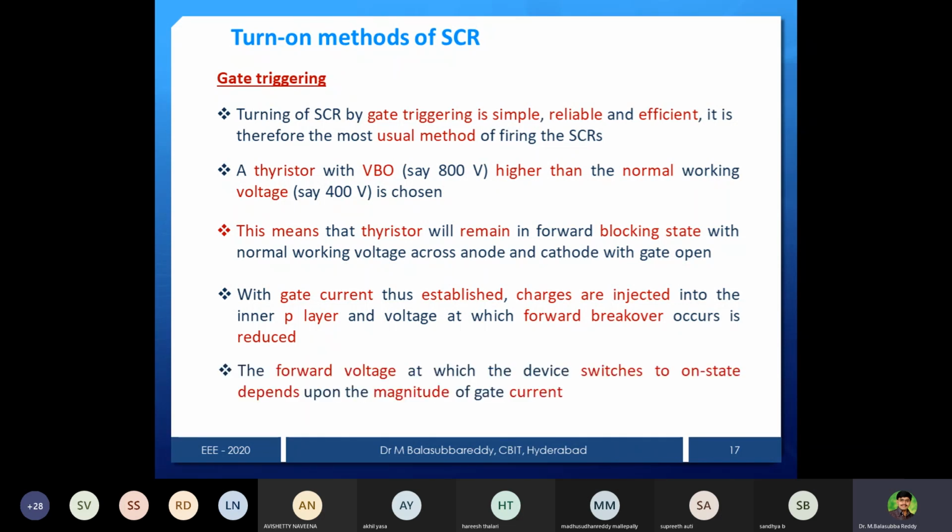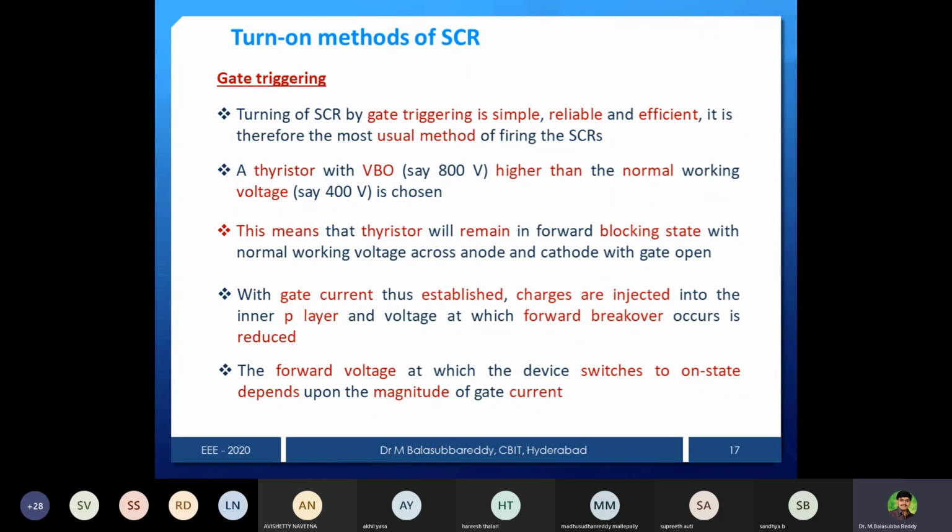That way, the forward voltage at which the device switches to the on state depends upon the magnitude of the gate current. As I already mentioned, the normal triggering voltage is VBO, but if we increase the gate current, then the breakover voltage drops down. I already showed you that in one of the previous slides.